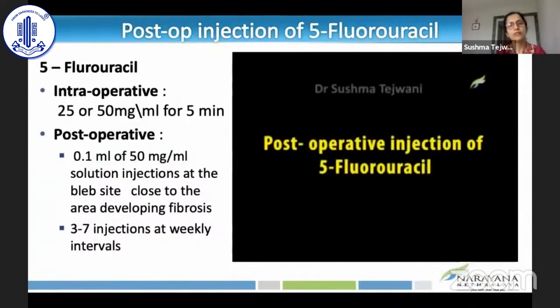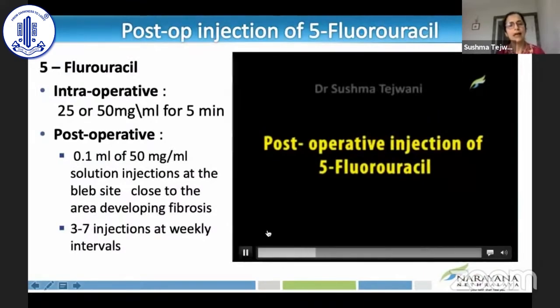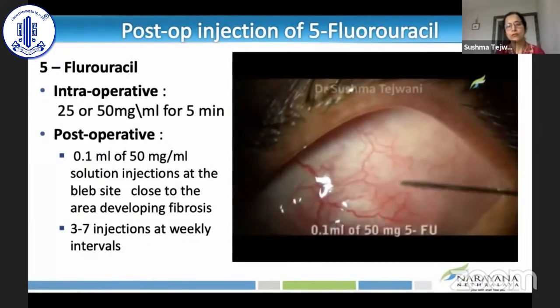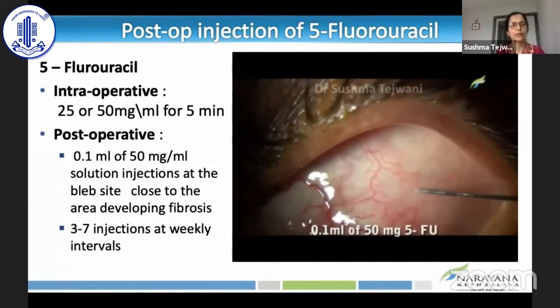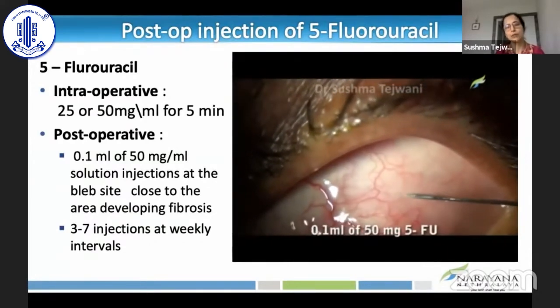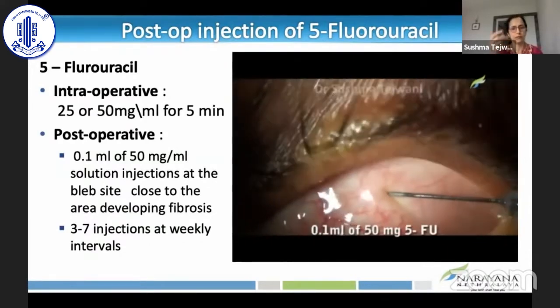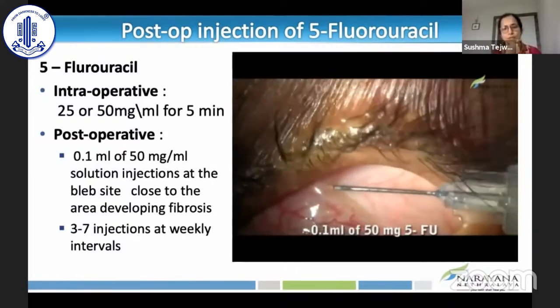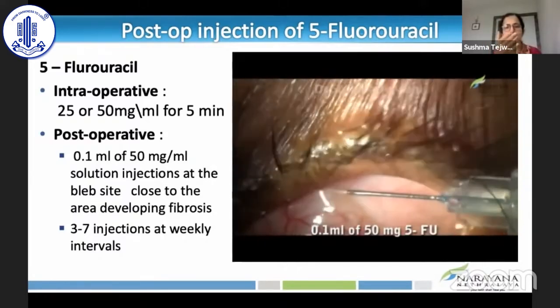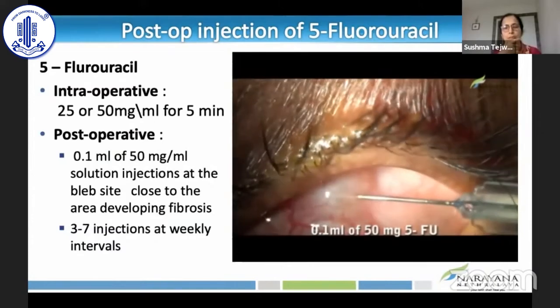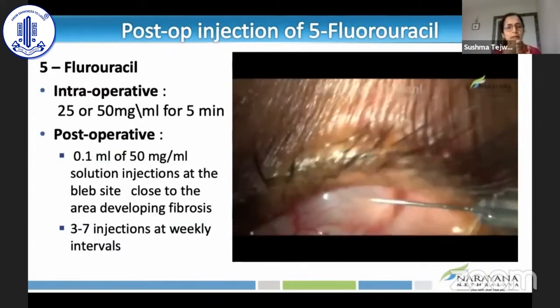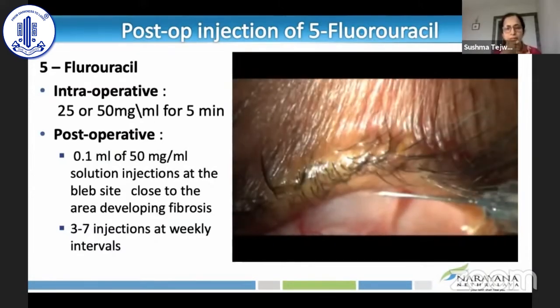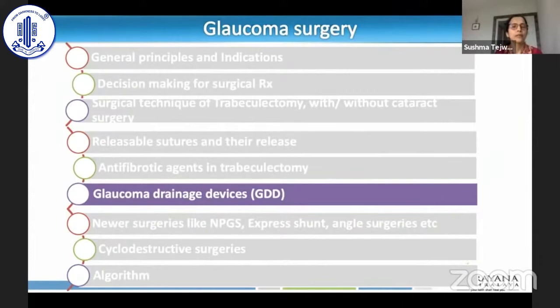Well, post-operative injections of 5-FU is something that is very interesting, and I use it often. So it is very simple. You just have to give 5 milligram, that is 0.1 ml of 50 milligram per ml solution, which is commercially available. And you just need to give injection close to the bleb on the slit lamp. 3 to 7 injections at weekly intervals is what you can do when you see congestion or fibrosis around the bleb. Now, glaucoma drainage devices.